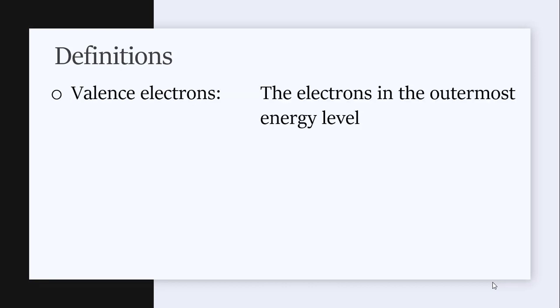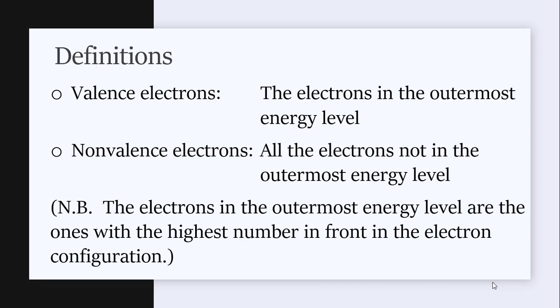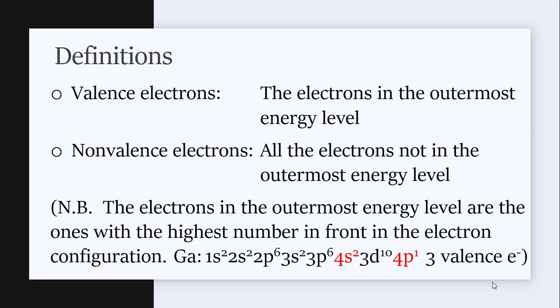Valence electrons. Those are the electrons in the outermost energy level. And going by my dichotomous world, there are non-valence electrons, which are the electrons not in the outermost energy level. Now, if you are looking at the electron configuration, the valence electrons have the largest number in front of the orbital. For example, gallium. This is the electron configuration. We see that the largest number is 4 in front of both an S and a P. So the 2 for the S and the 1 for the P means we have 3 valence electrons for gallium.